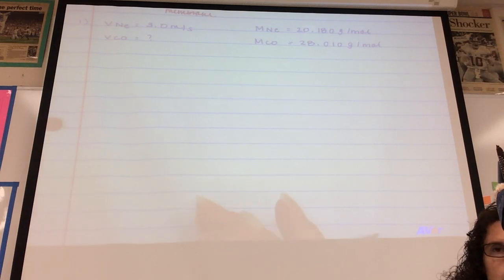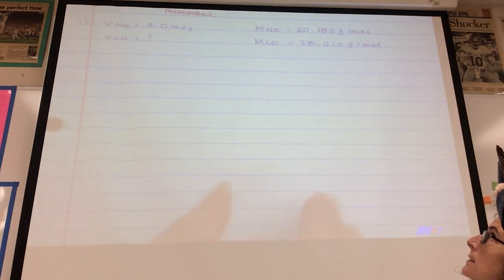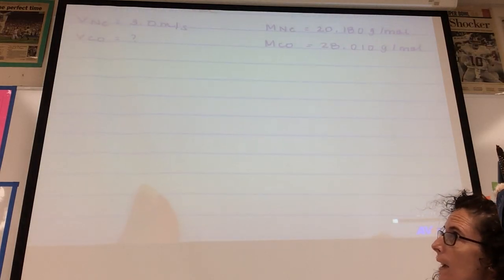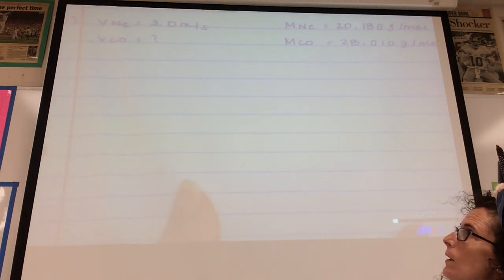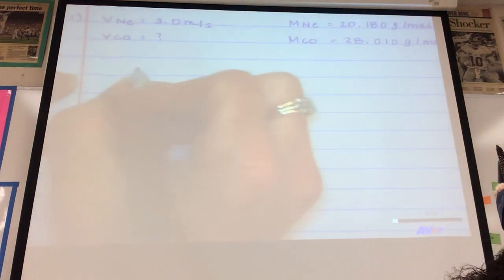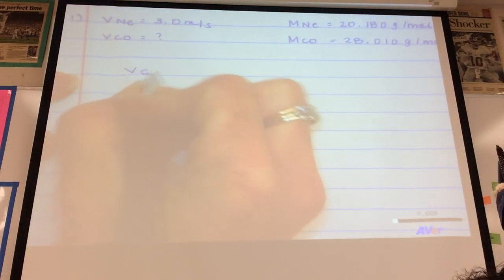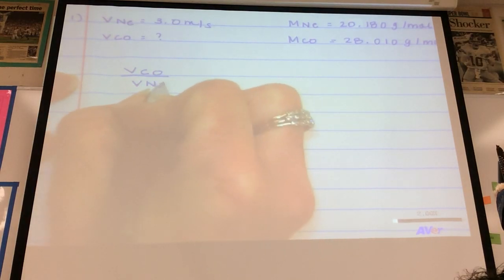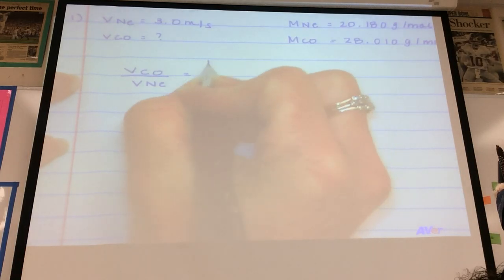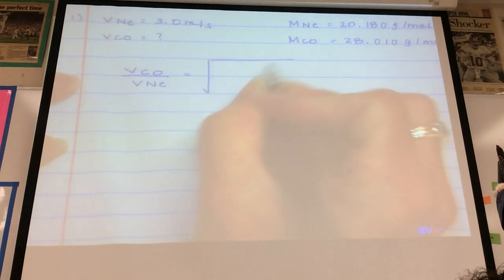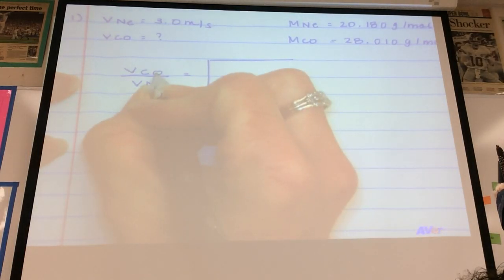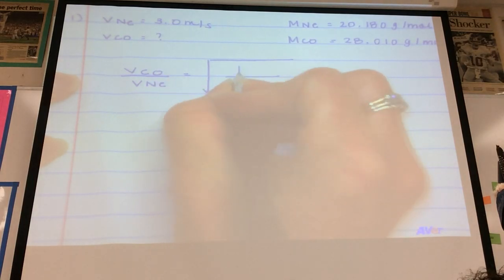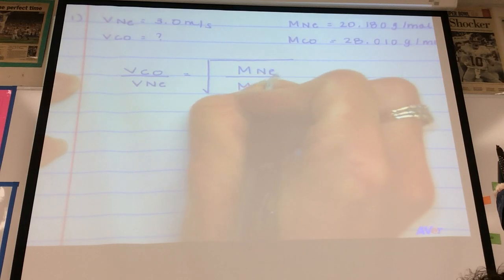When you use Graham's law, whatever you are solving for should go in the numerator. I'm going to solve for the velocity of carbon monoxide. I'll put that over the velocity of neon is equal to the square root. Don't forget the crisscross. If carbon monoxide is here, it's on the bottom here. Neon here.